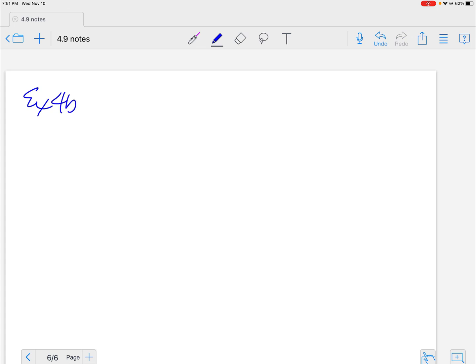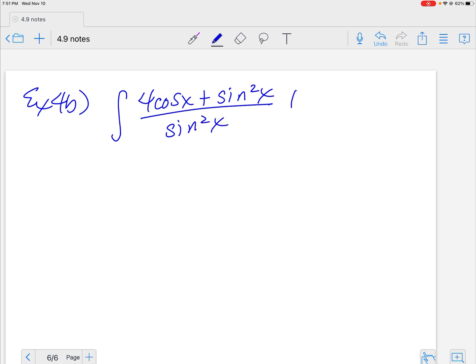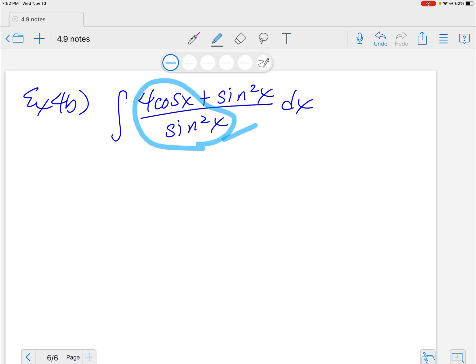Example 4b. I would like to integrate 4 cosine x plus sine squared x over sine squared x dx. It's not a big deal at all, right? You've got a monomial in the denominator, so what do you do? You divide it up. That's it. A single term in the denominator, you divide it up.